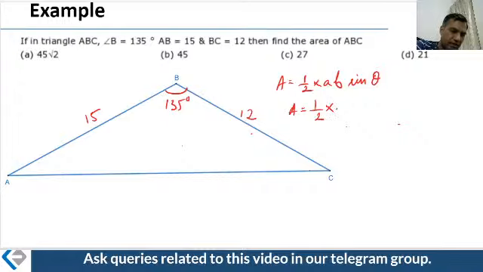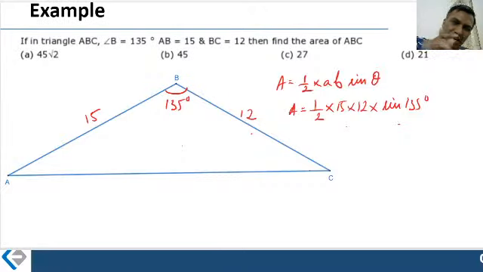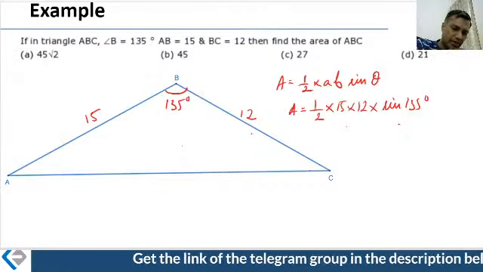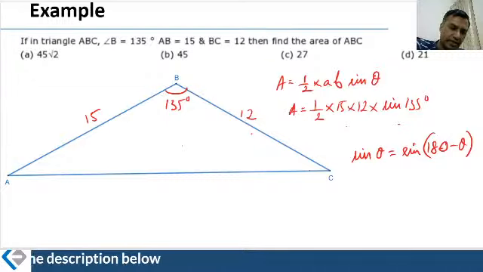What is A here? A is nothing but 15. What is B? 12. What is it here? Sine of 135 degrees. Now you might not know what is sine of 135 degrees, but I want you to go back to the basic trigonometry you learned in class 10. Sine theta is also equal to sine of 180 minus theta, where theta is an acute angle. Sine theta can also be written as sine of 180 minus theta.